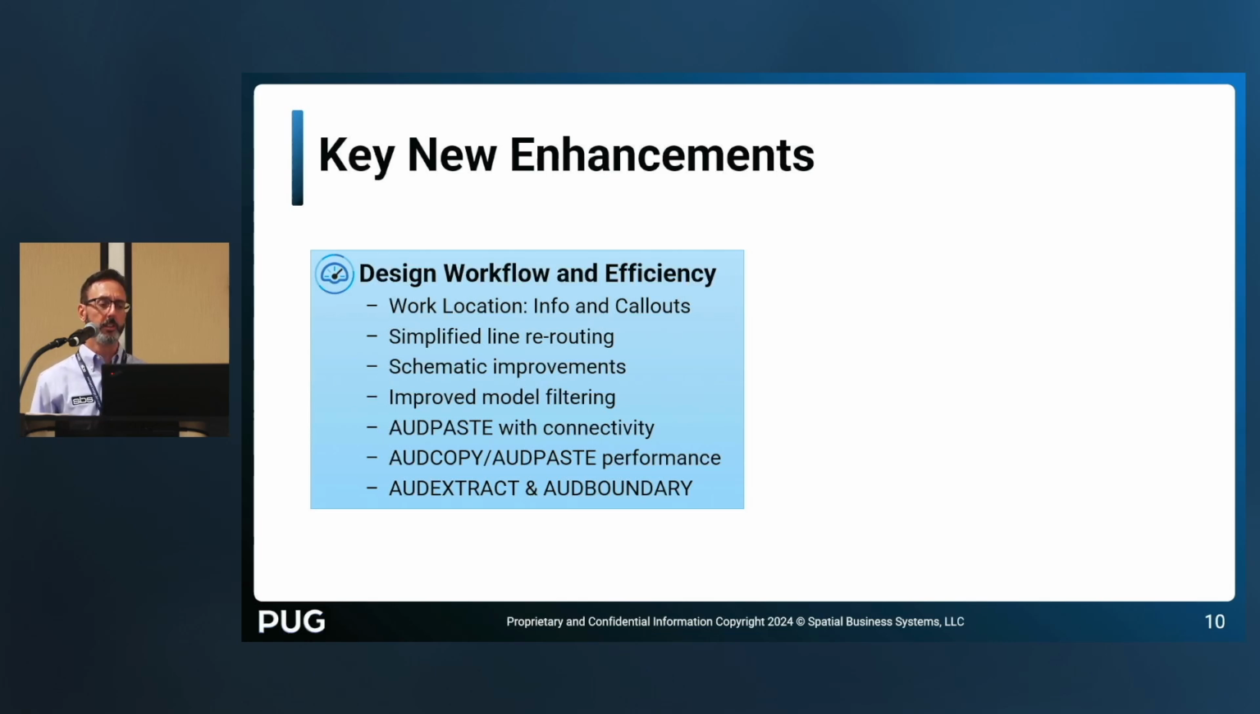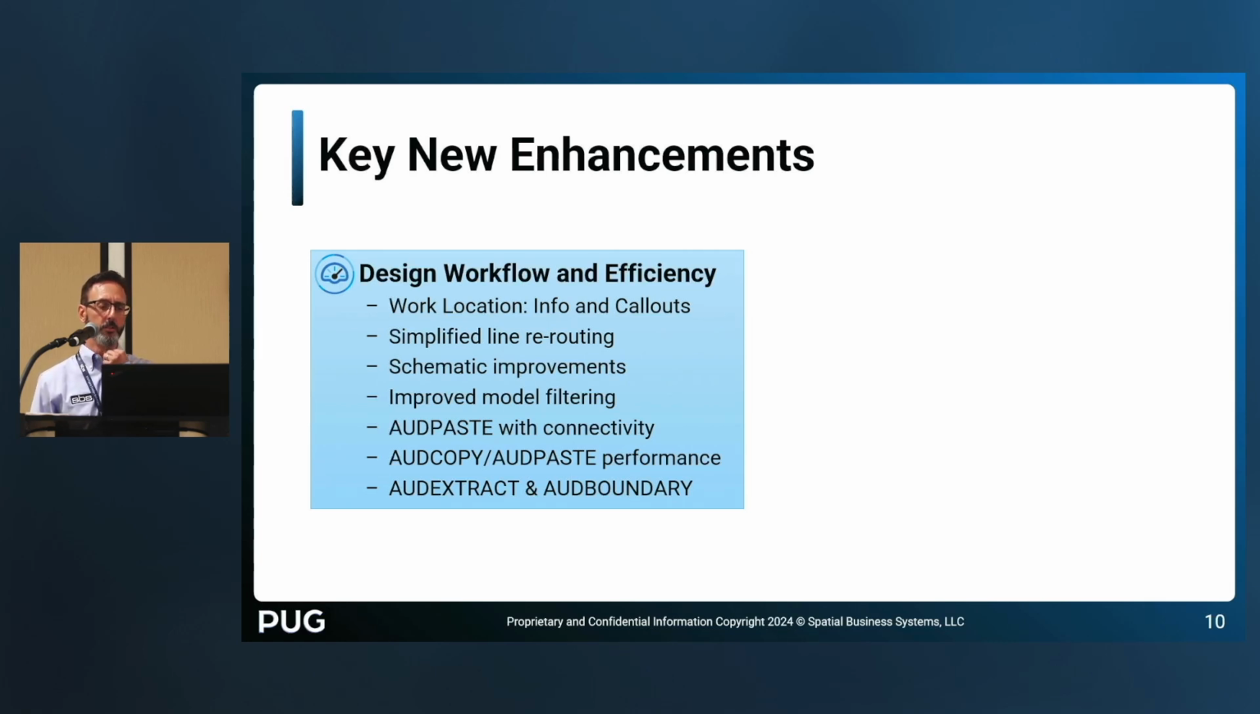So the simplified line rerouting, schematic improvements, the model filtering has been simplified a bit to make the presentation a little bit more clear about how the filtering works. AUD paste can now be done with connectivity established and kept. The copy-paste performance has been dramatically improved for very large sets of copy and pasting, which you might do to copy and paste, say, an entire drawing.